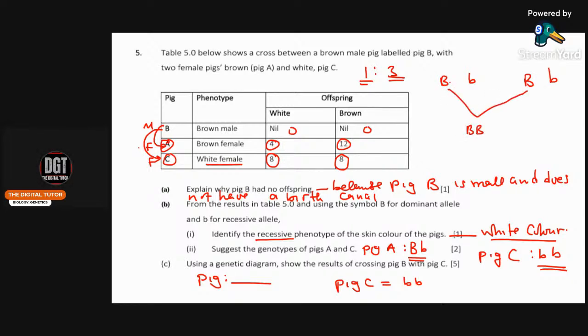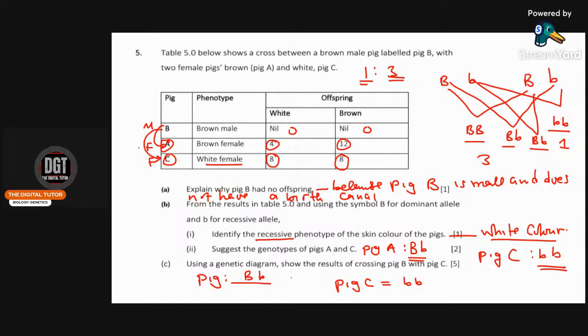B. You cross there, it is going to give you what? B. You cross here, it will give you what? B. You cross this one, it is going to give you what? B. You've seen one white. This is heterozygous brown, heterozygous brown. So 3 brown, which means the possible genotype for B is also B. So we are going to cross B and B. Okay, heterozygous and homozygous. So now this is question C.